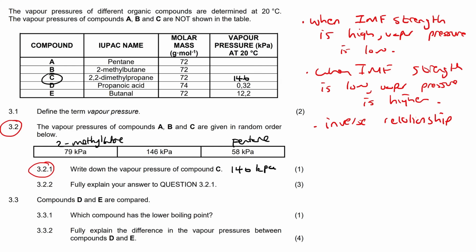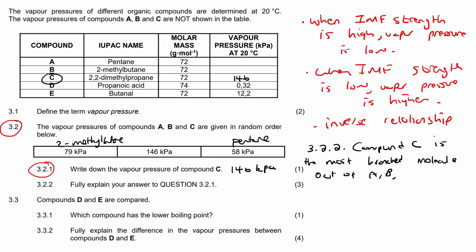And then fully explain your answer to the question. So we can say something like, for 3.2.2, we can say compound C is the most branched molecule out of A, B, and C. Okay?